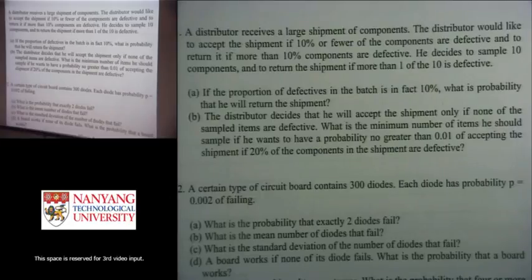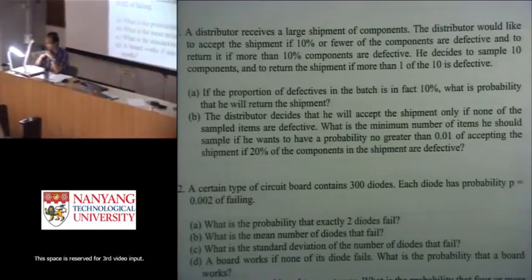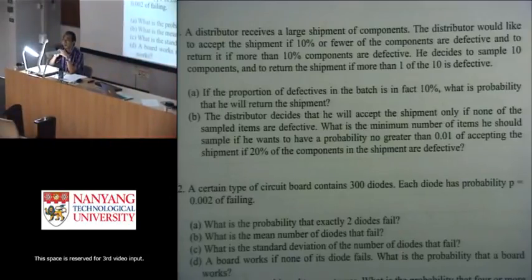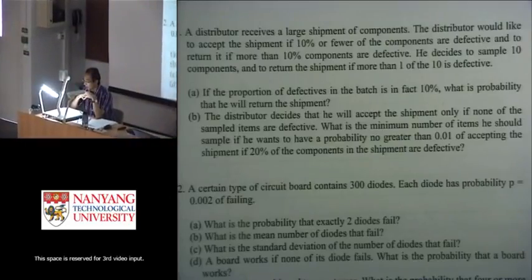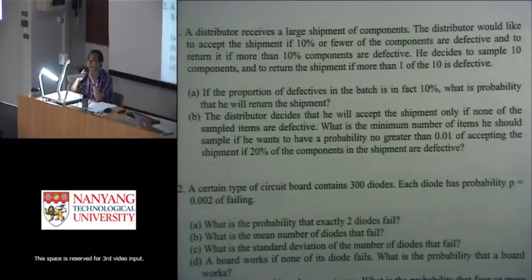So this is the question. We get the shipment and the components, some of them work, some of them don't. So if you are the engineer and you want to make sure that this shipment has less than 10% defective components, the approach that the distributor uses is to sample 10 components out. If he finds more than one defective, he rejects the shipment.